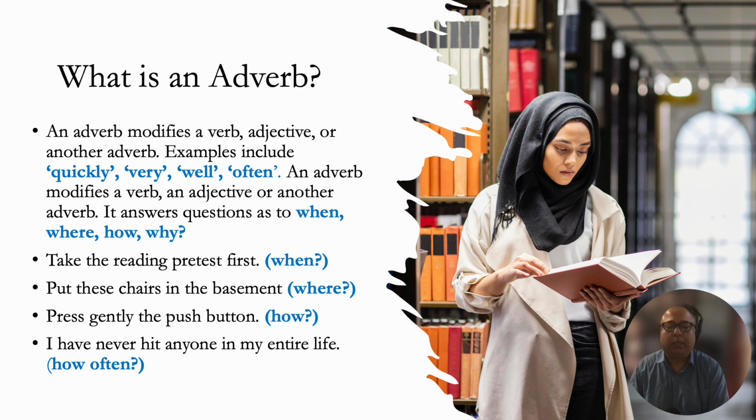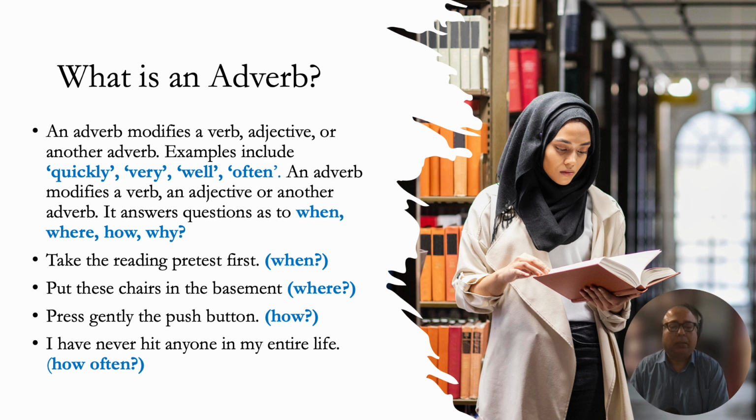The adverb provides information to the reader or listener about how often, like how frequently, where, what place, when, a certain time when something happens. So we will go over each one of them in detail. For now, just learn that an adverb modifies a verb. It may modify an adjective sometimes or another adverb. Some examples of adverbs are quickly, very, well, and often.